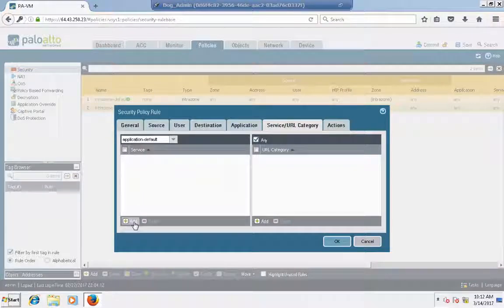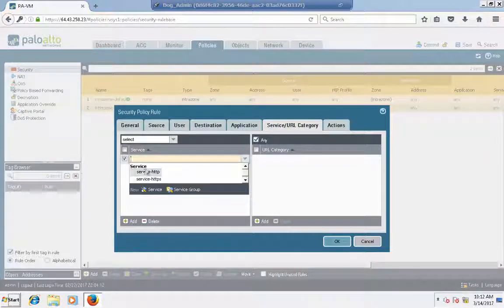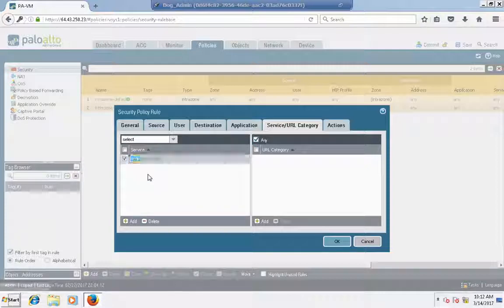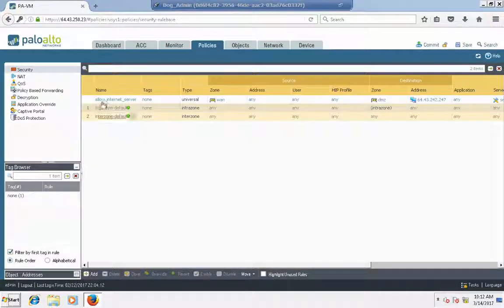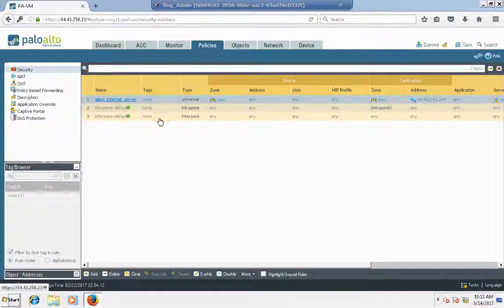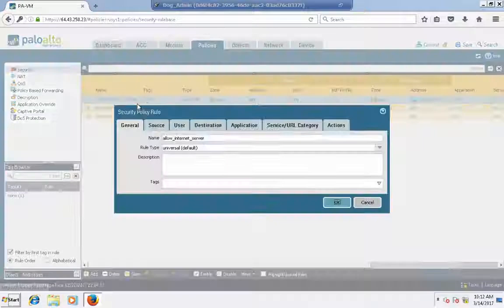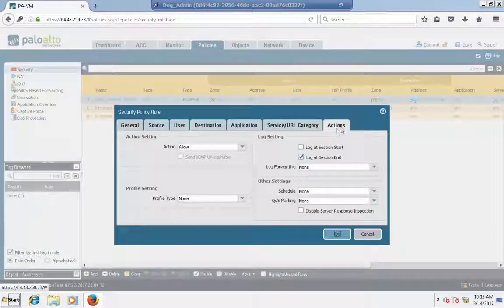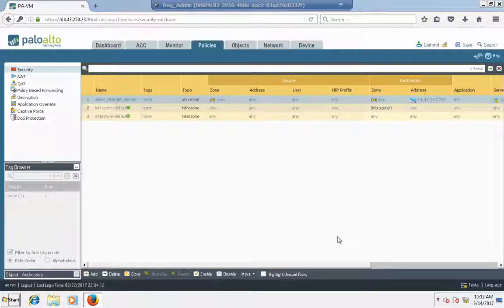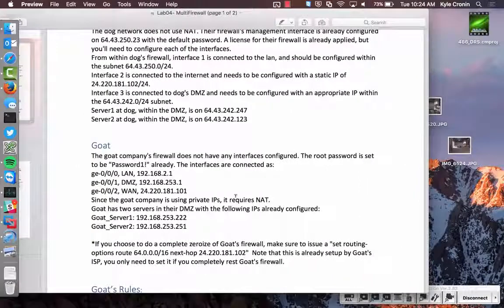And what service would we be on? Services are where the Palo calls ports. So we'd say allow that in on HTTP. Oh, I should make sure the action was actually allow, which I think it is by default. And there's one other thing I should make sure of, that yes, we are logging stuff. Okay. So we got that. So there's that rule. What's rule number 2?